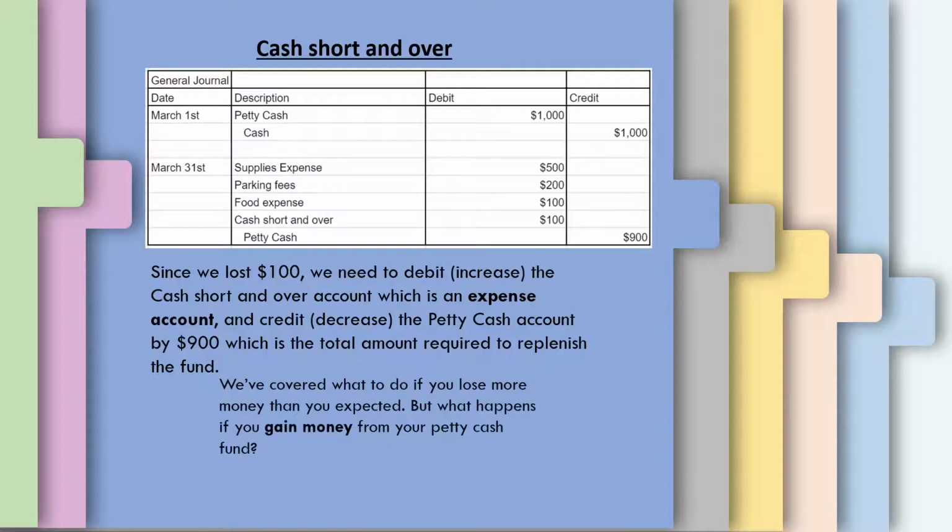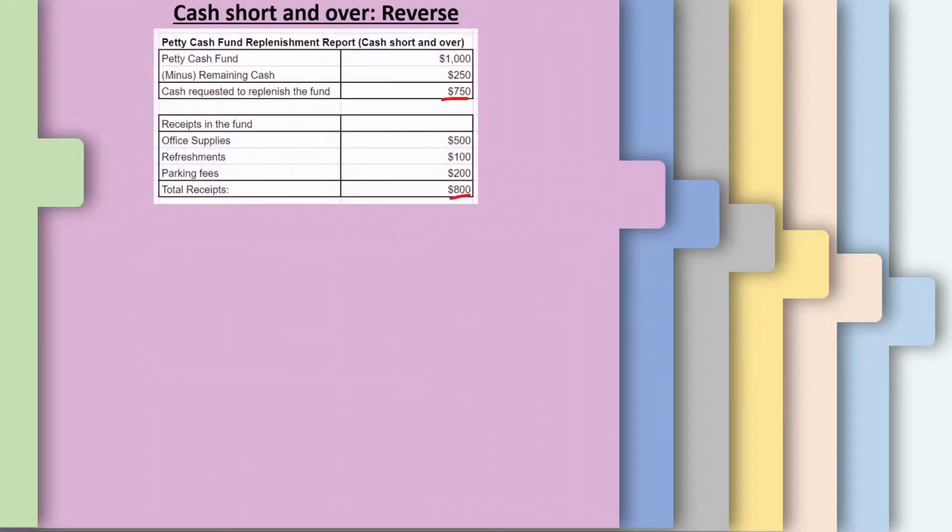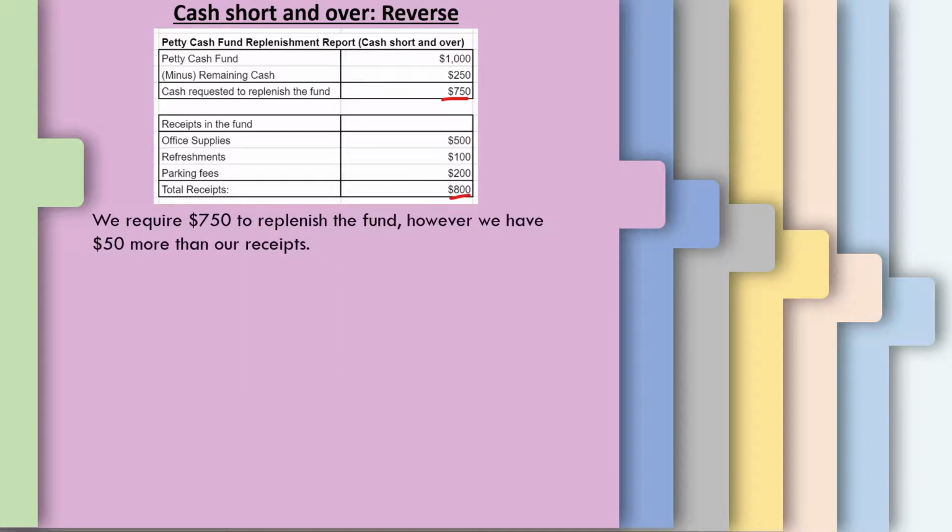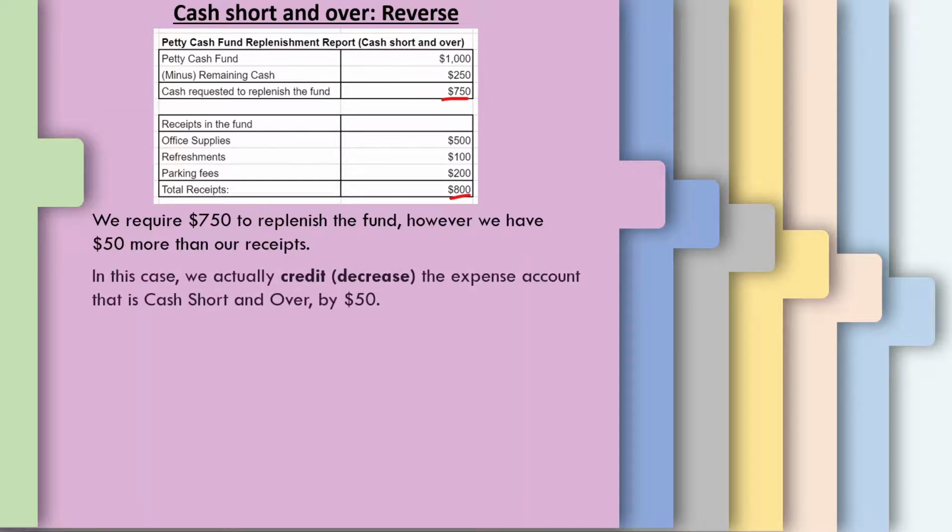So we've covered what to do if you lose more money than you expected. What happens if you gain money from your petty cash account fund? So we require $750 to replenish this fund. However, we have $50 more than our receipts, $800. In this case, we actually credit the expense account, cash short over, by $50.